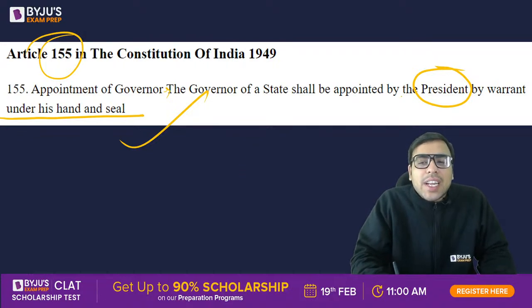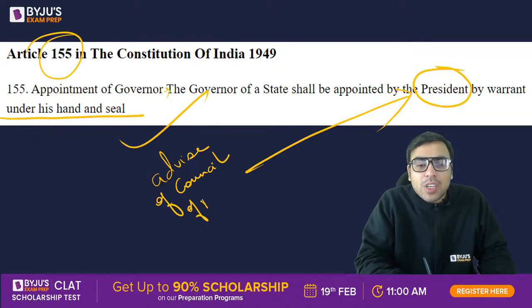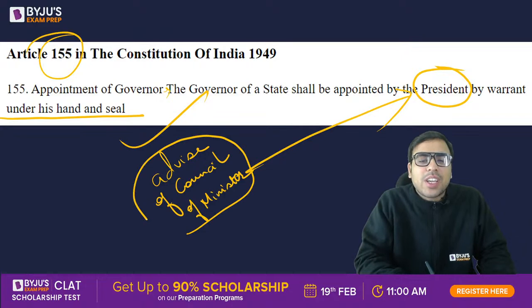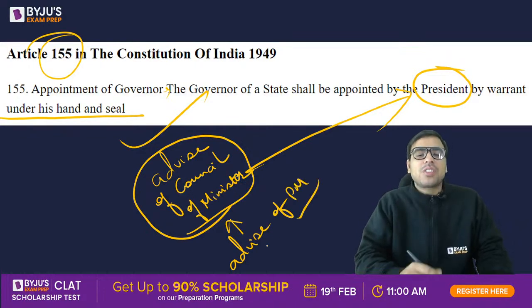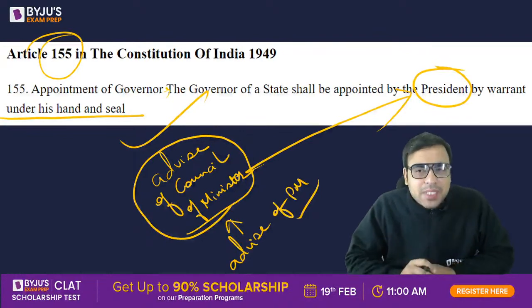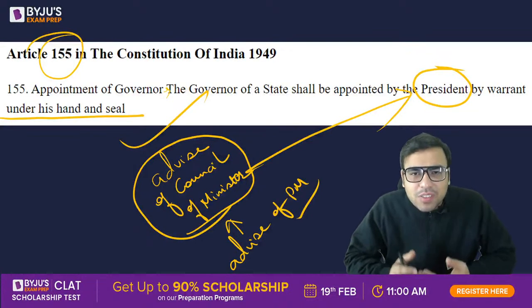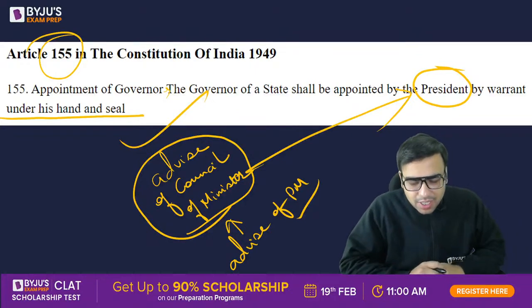Although actually it is appointed on the advice of Council of Ministers. So it is not the president who himself or herself decides, but it is on the advice of Council of Ministers. Here you can say advice of Council of Ministers mostly actually means the advice of the Prime Minister. Although we use the word Council of Ministers, for all practical purposes, it is the Prime Minister who advises. So we use the word aid and advice of the Council of Ministers, the President works and all. So C is the right answer.